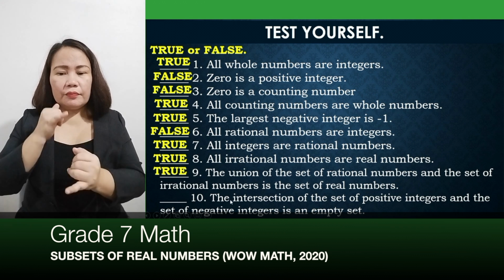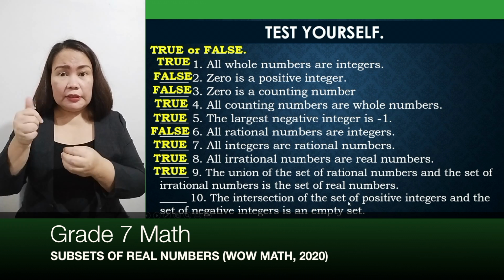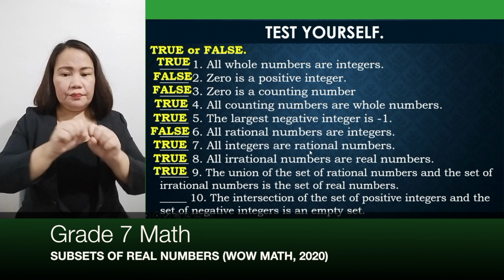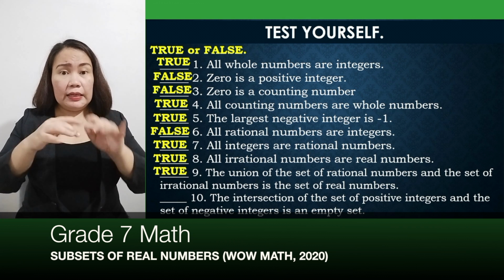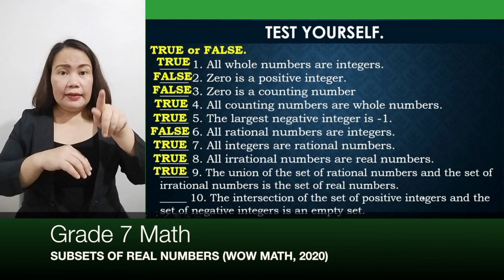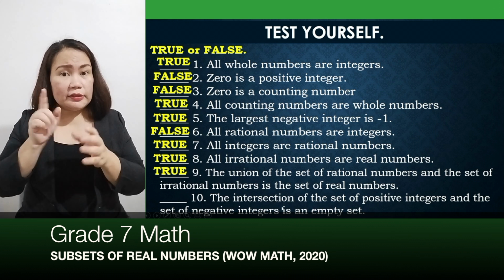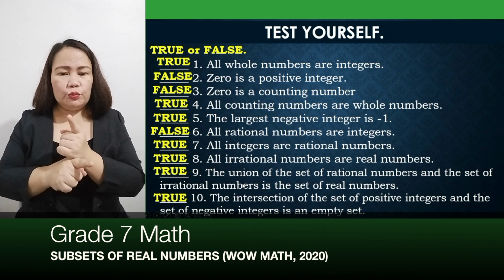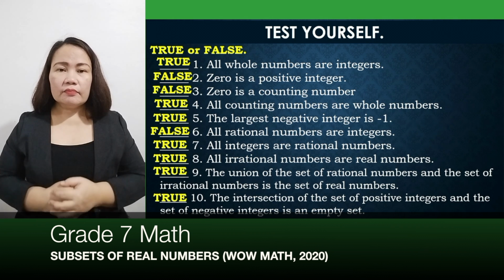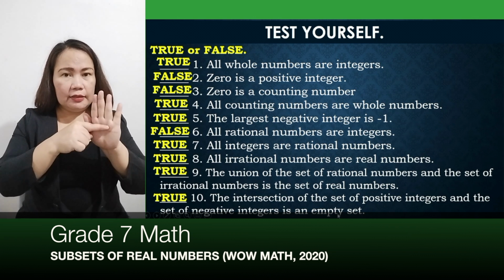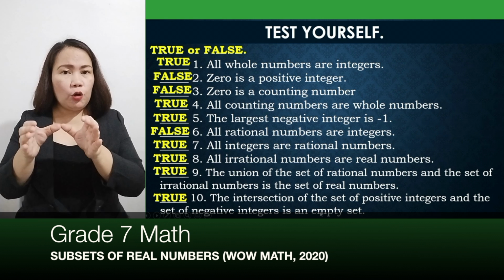And then number 10, the intersection of the set of positive integers and the set of negative integers is an empty set. So, if we will try to get the intersection, yung common between positive and negative integers, meron ba silang common? Wala po. So, that is true. Okay? Because since empty set ito, ibig sabihin wala daw. So, this is true.